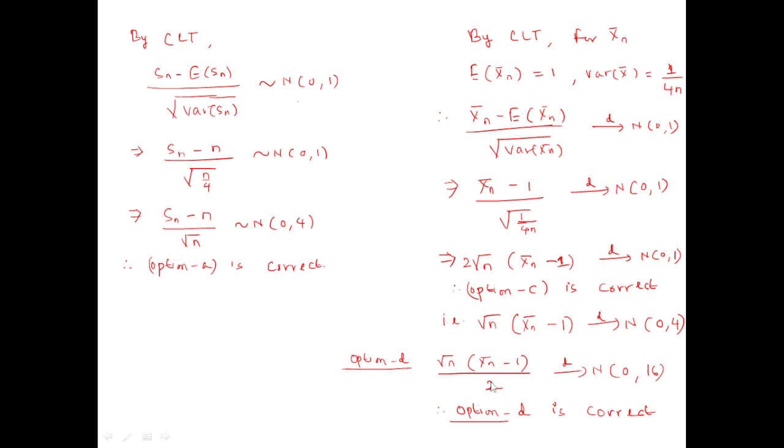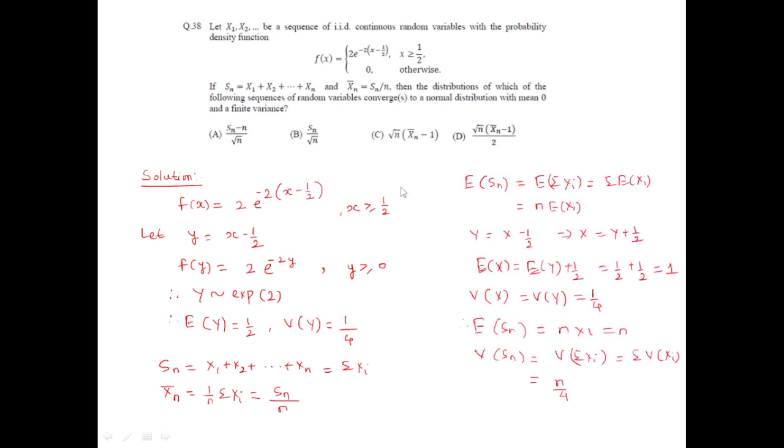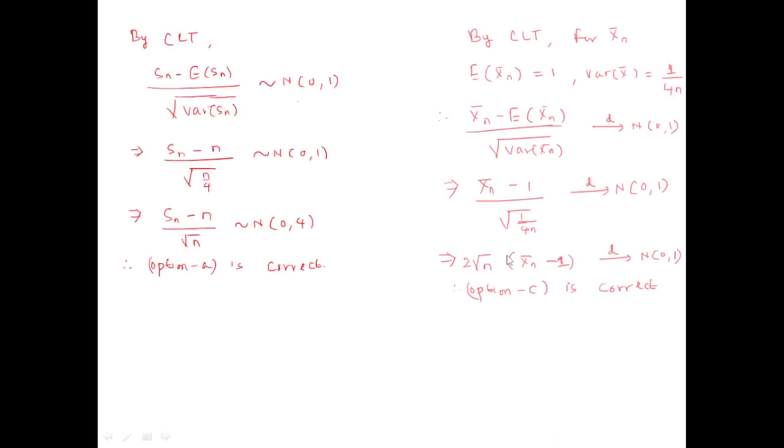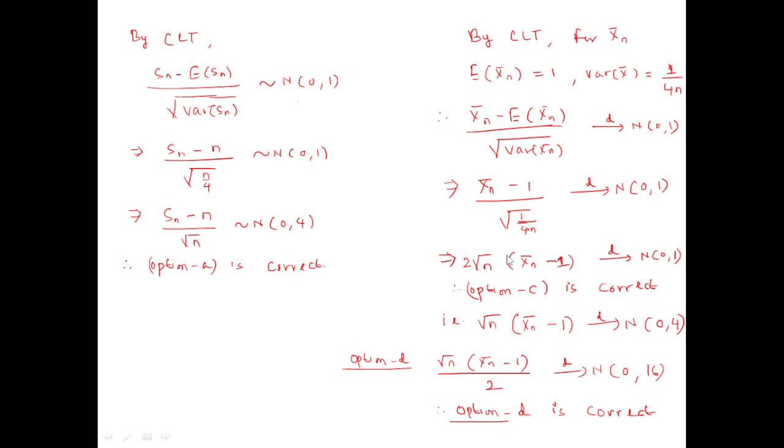If you divide this quantity by 2, its square 4 is multiplied to this side. So 4 into 1 by 4 should be 1. So root n into (X bar n minus 1) upon 2 corresponds to normal 0 comma 1. It should be like this, but it is again a finite variance. See what is asked in the options: which of the following sequences of random variables converges to a normal distribution with mean 0 and finite variance? We get option A is correct, option C is also correct, and option D is also correct. So these three options, A, C and D, are the correct answers here. Okay. Thank you.